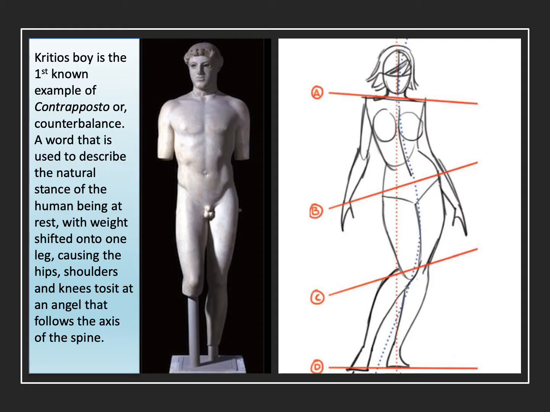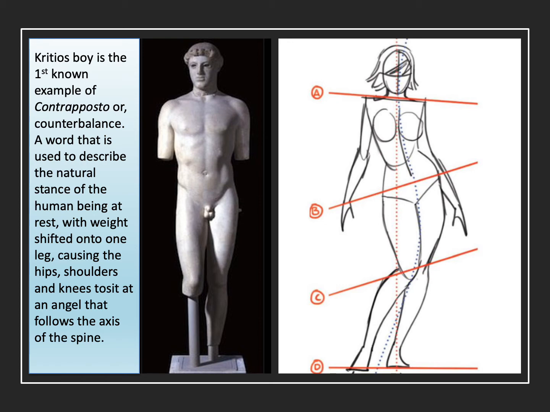So let's break that contrapposto down just a little bit here. The Critias boy was a really big deal, probably one of the most important sculptures in the history of art that we have. It is the earliest known example of contrapposto. Contrapposto describes counterbalance. It's a word that's used to describe the natural stance of the human being at rest.